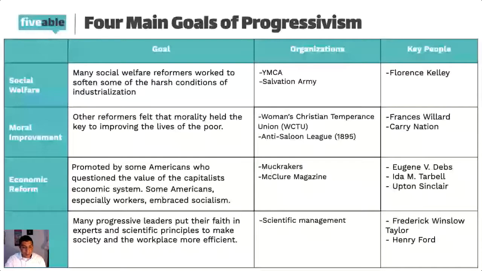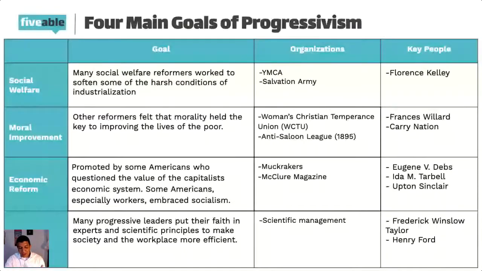And some of these people that began to challenge the capitalist system were known as the Muckrakers, and they were doing it through a magazine called McClure's Magazine. Some of the most famous people were a socialist named Eugene V. Debs, Ida M. Tarbell, and Upton Sinclair. Now, Eugene V. Debs, this is kind of like a modern day guy who's running for president.